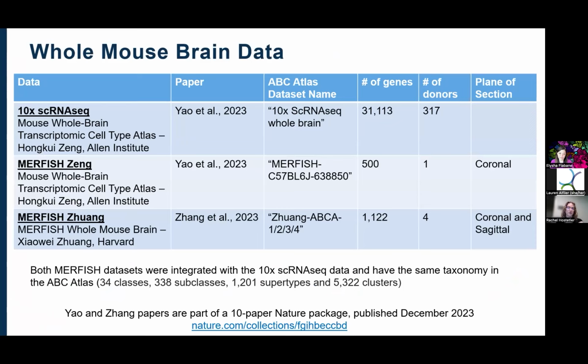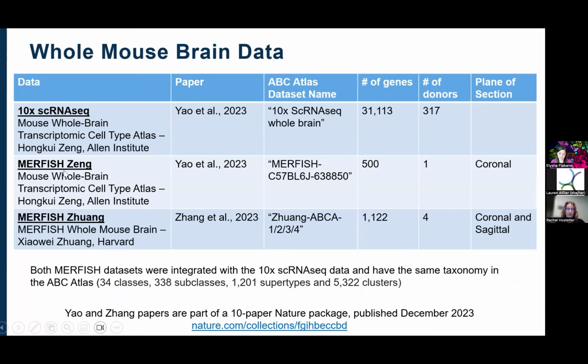And there are 3 different components to this taxonomy. There's the single cell data, which is up here at the top, which was done using 10x technology. Over 30,000 genes were profiled. Here is the paper, Yao et al. 2023. And then we had 2 different MERFISH data sets that also are part of this taxonomy.